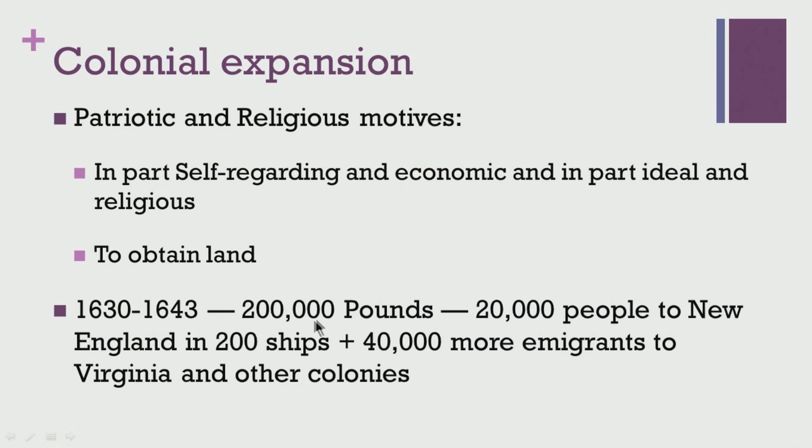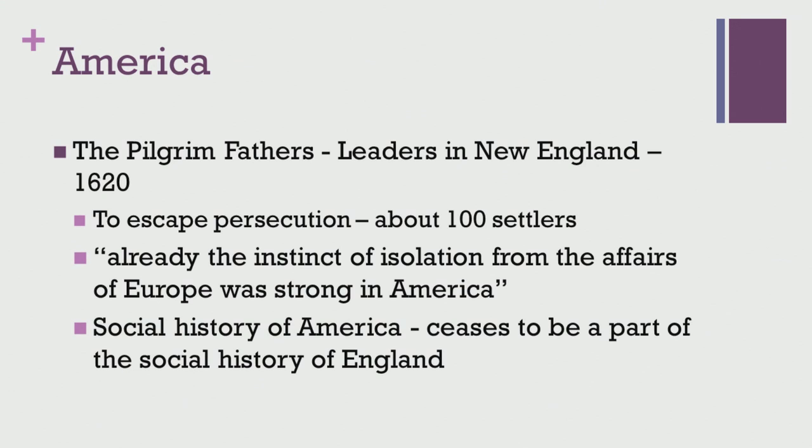And to understand the gravity of this situation and the enormity of the investments being made, it is significant to note that between 1630 and 1643, about £200,000 were invested only for colonial expansion. And statistics tell us that about 20,000 people moved to New England in about 200 ships around the same time, and another 40,000 followed to Virginia and other colonies as immigrants. And we also notice the kind of implications that colonialism had, not just in England but also in other parts of the world where we are familiar with other social and world histories. And this was the time which became very significant in the history of America as well.